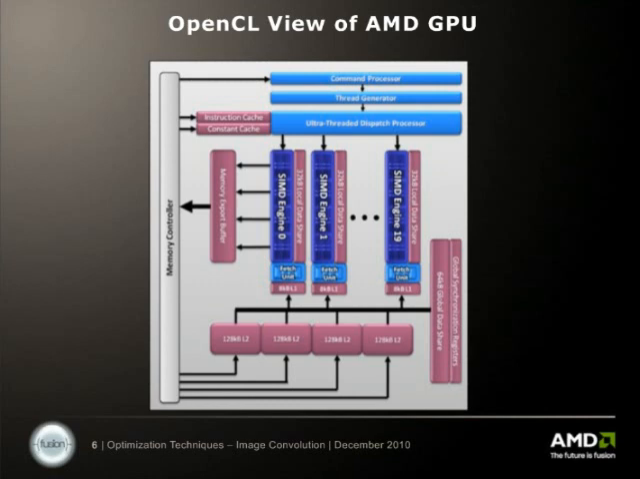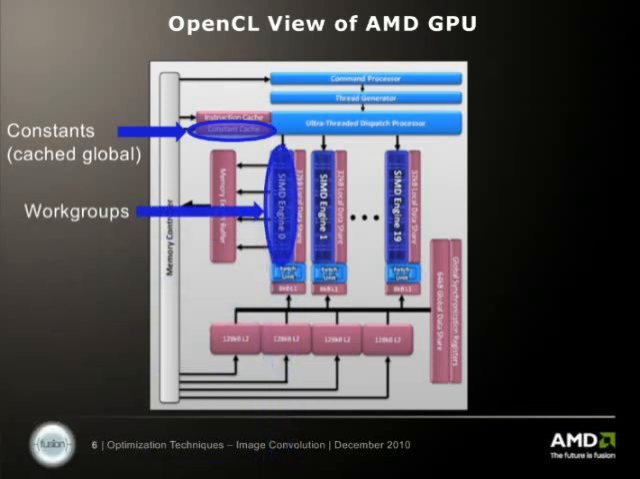So this is the OpenCL view of the AMD GPU. How do the different OpenCL terms translate onto our GPUs? OpenCL constants go to our constant cache. We have a small constant cache on chip, but the data actually comes from the global memory. We have work groups, and as I mentioned earlier, work groups map onto SIMDs. If your work group is larger than a wavefront size, all the wavefronts in one work group will go to one SIMD.